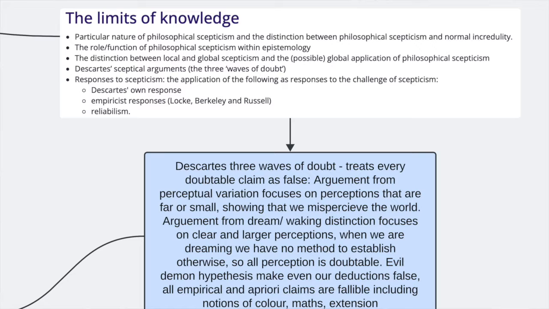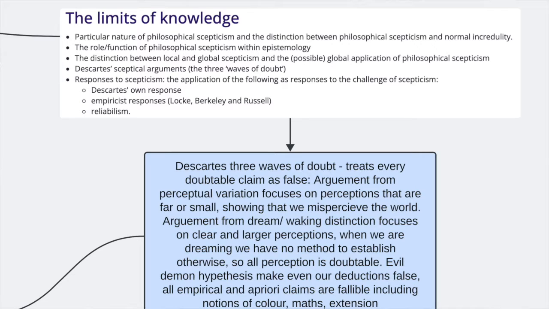The third wave is the evil demon hypothesis. And even if I doubt all my perception or my empirical knowledge, there are still things that I know. I know that objects in the world have extension. I know that the basic truth of geometry is still true. I know that colour, even if I perceive it wrong, there is a thing in the world which is colour. I know there's a thing in the world which is shape, which is extension. And so I can't doubt everything. That's what the evil demon hypothesis tries to do.